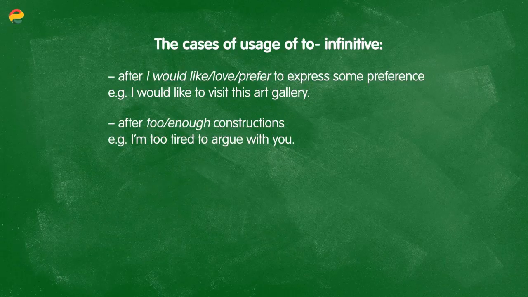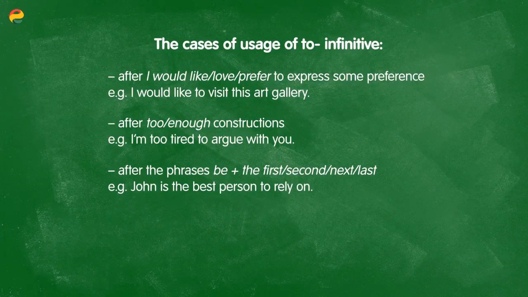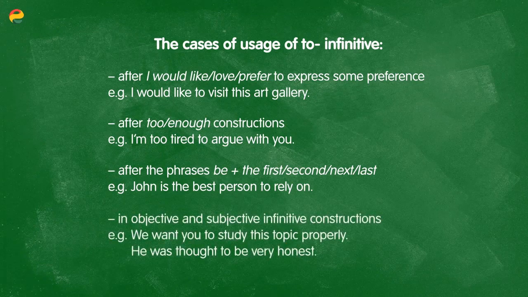We also use to with too, T-O-O, and enough constructions, like in the phrase, I'm too tired to argue with you, as well as after the phrases be, followed by the first, second, next, last, or what we call ordinal phrases, phrases which talk about the order of things, like in the phrase, John is the best person to rely on. Now, we can also use this in objective and subjective constructions.